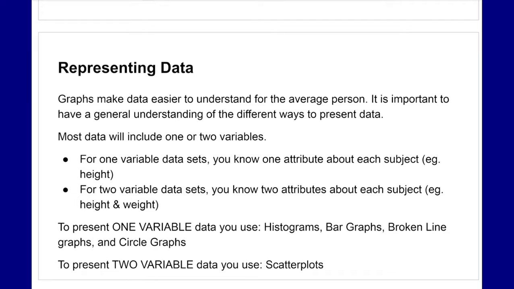To present one variable data, we generally use histograms, bar graphs, broken line graphs, and circle graphs. When we're looking at two variable data, or trying to compare two values to see if there's a relationship, we use scatter plots. So we're just going to be looking at the different types that we just mentioned and seeing what some of the characteristics of each type are.